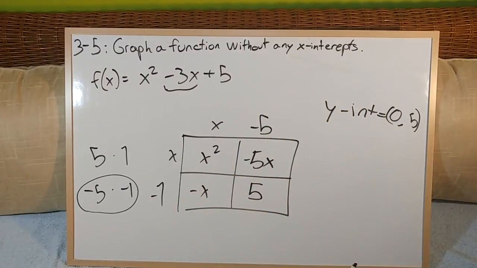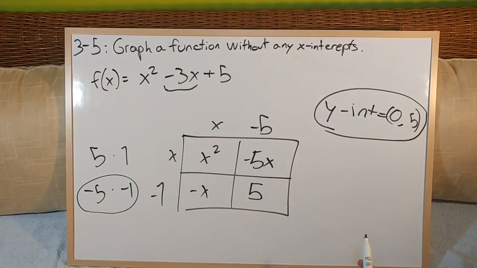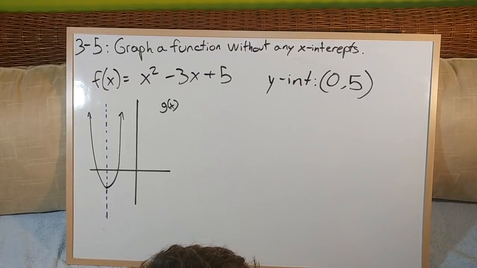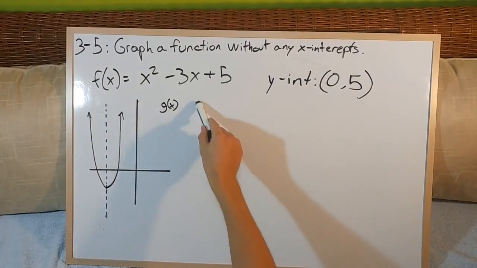So what will we do now? We already noted that the y-intercept is (0, 5). So to find the vertex, we have to have two points that have the same y value. And this is how we will do it. Okay, since there is no x-intercept, and that's what we usually use to find the vertex, we have to find something called the line of symmetry, which is this dotted blue line on the graph g of x.